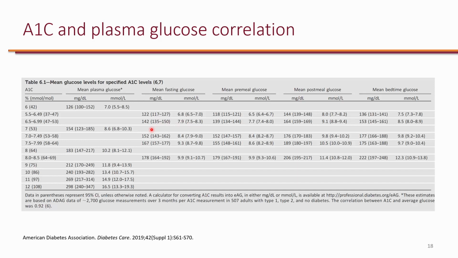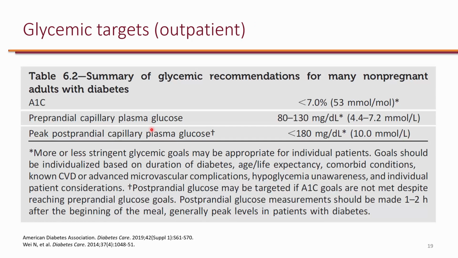And finally, these are the glycemic targets for outpatient. Inpatient, we have different targets, which I will talk about in a separate video. But for the outpatient setting, in ambulatory care clinic, glycemic targets are an A1C of less than 7 for most patients. Of course, you can have more strict or more lenient targets, but generally speaking, A1C of less than 7. And preprandial capillary plasma glucose of 80 to 130, so you want to target fasting plasma glucose of 80 to 130. And you want peak postprandial, which is 1 to 2 hours after the beginning of the meal, to be less than 180.